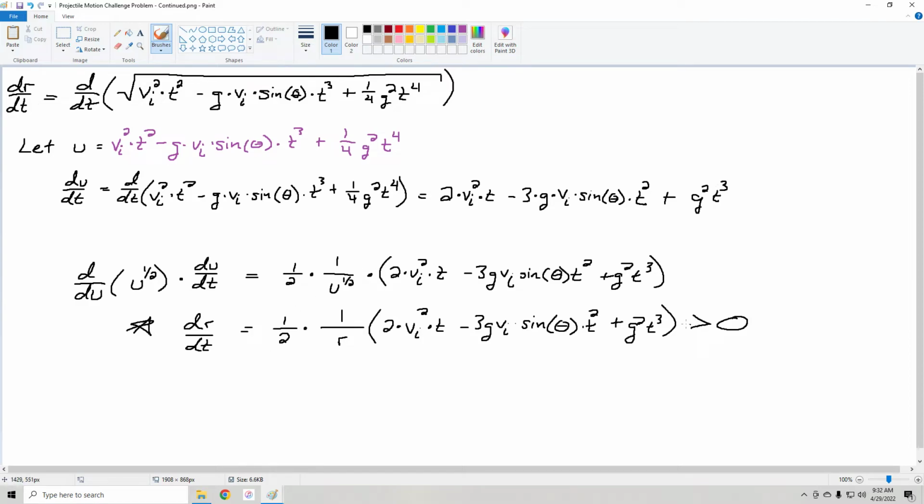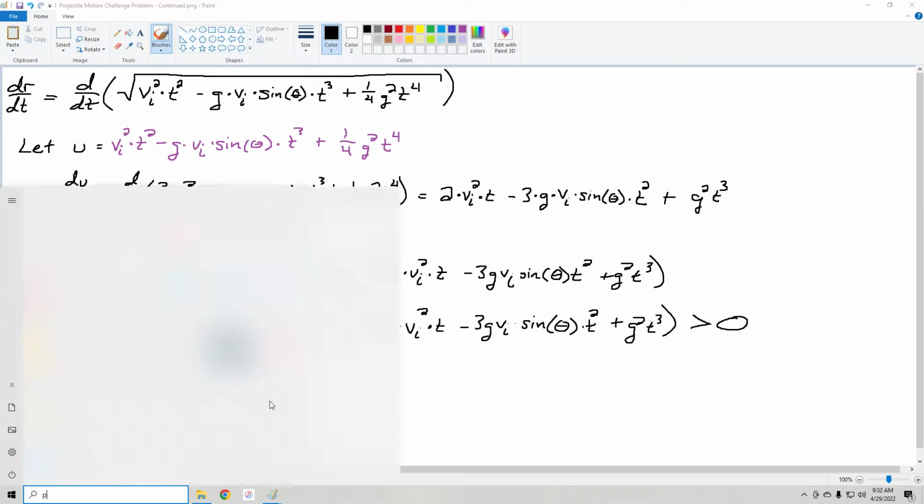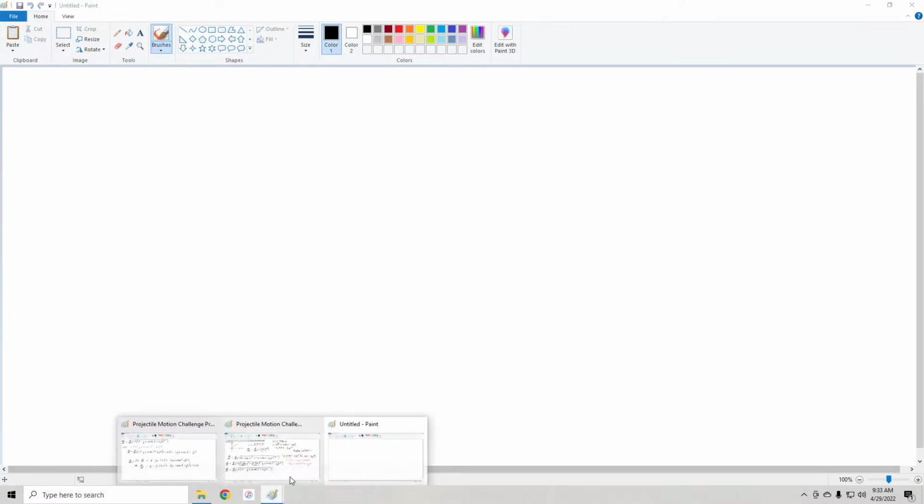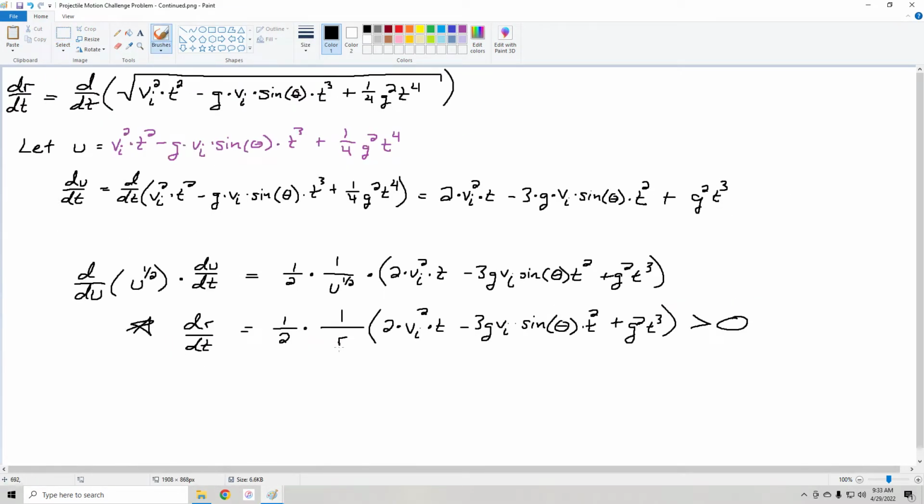And what's cool about it being greater than 0 is we can do some algebraic manipulation and just get rid of this 1 over 2r. In fact, let me start up another fresh page here, and I will go back to the very last line that we solved on.